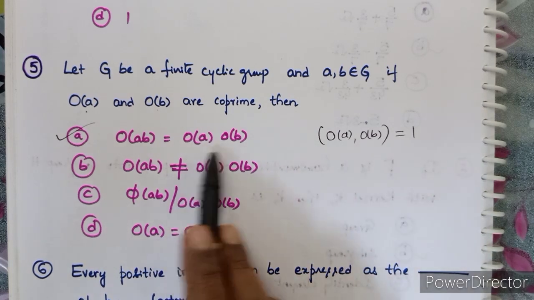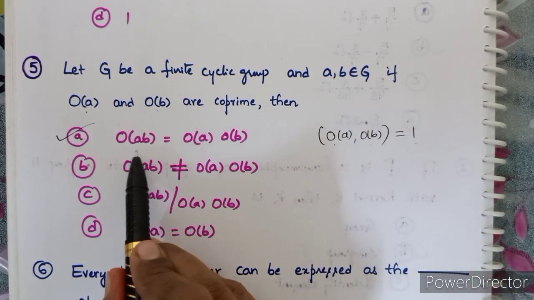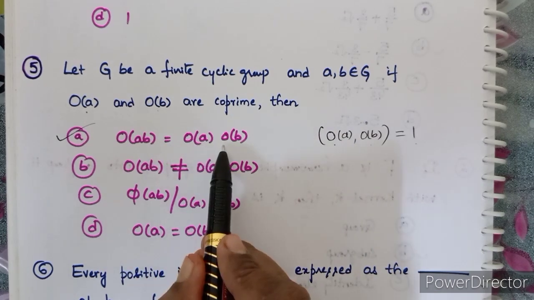Since the GCD of the order of a and the order of b is 1, that is why the order of ab is equal to the order of a times the order of b.